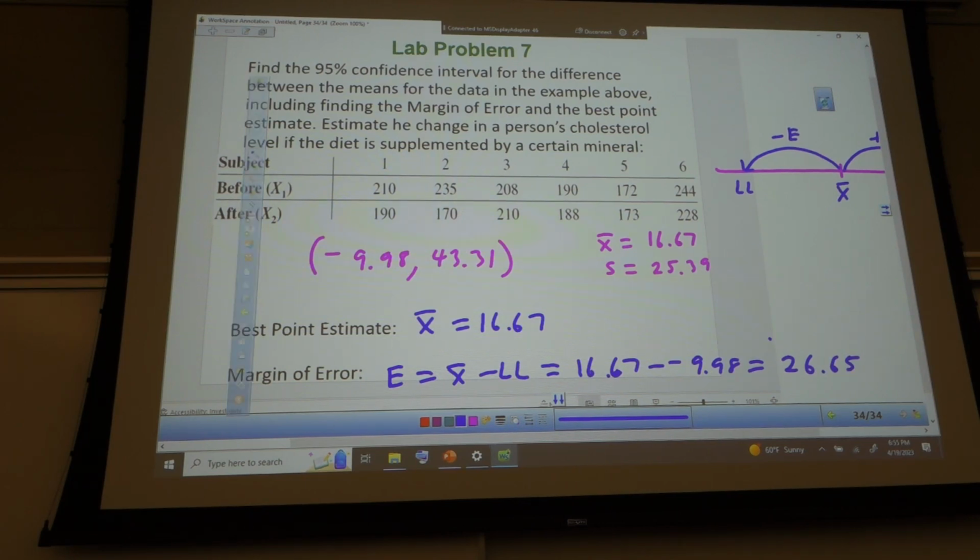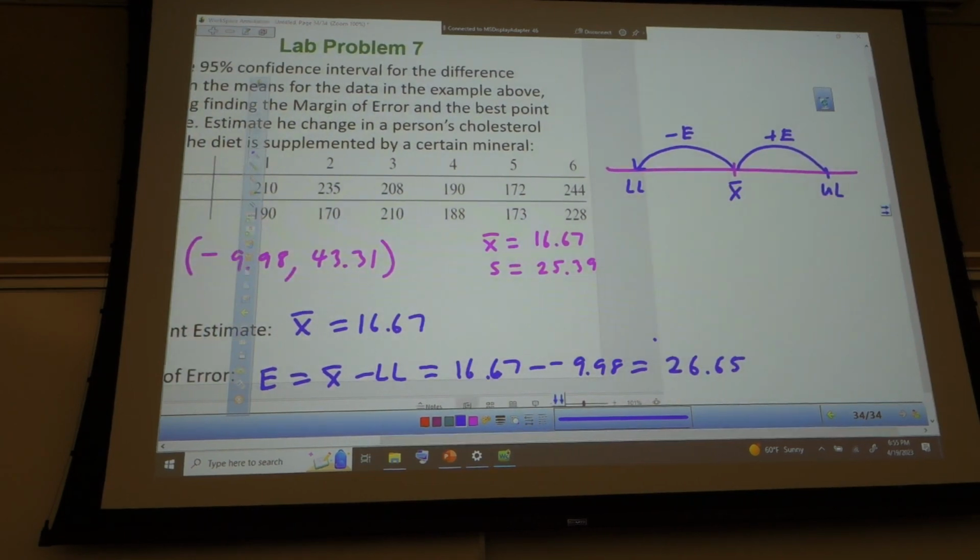You could also take your upper limit, subtract your lower limit. That's 2 e's, and divide that by 2.